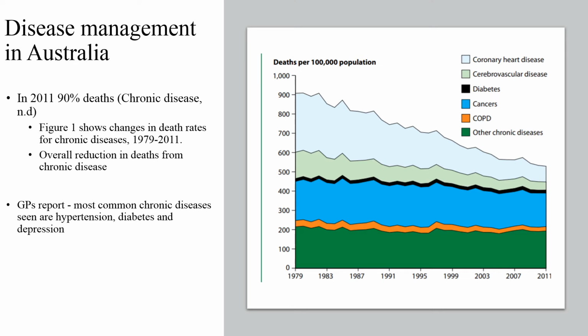As you can see, in 2011, chronic disease was the leading cause of death and disability, according to the report. And according to the GP's report, the most common chronic diseases were hypertension, diabetes, and depression. As you can see from the graph, the leading cause of death is coronary heart disease, but over the years there's been a decrease because of the healthcare system.